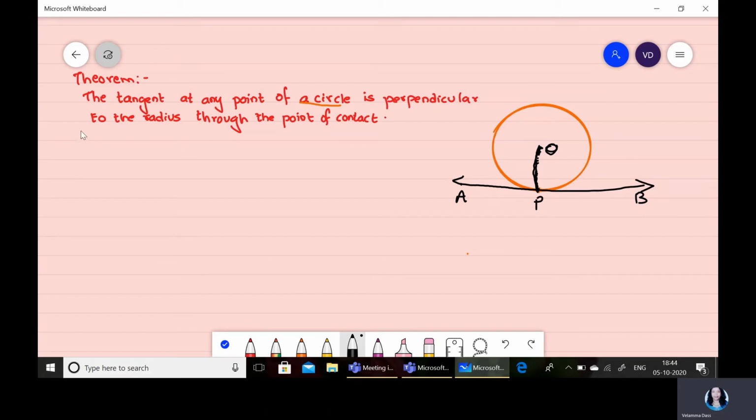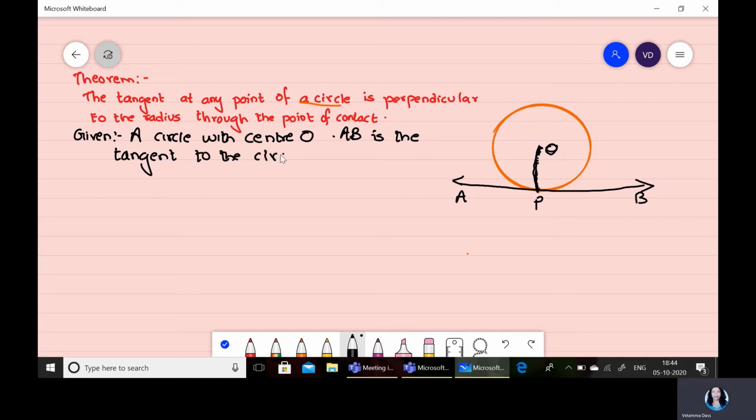Let's first jot down the given. Given is a circle with center O. Tangent AB. So AB is the tangent to the circle with P as point of contact.